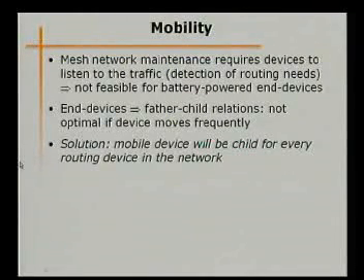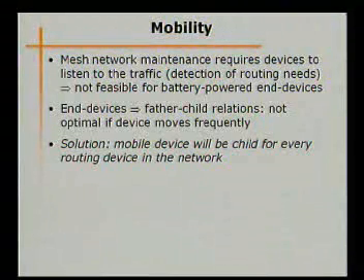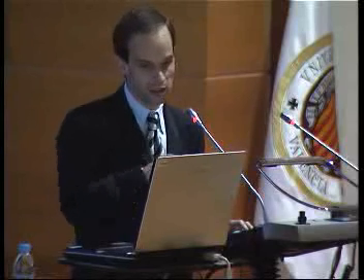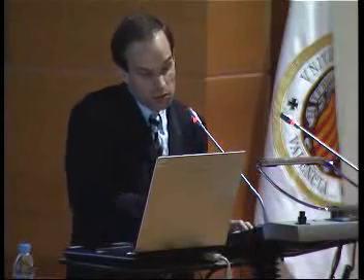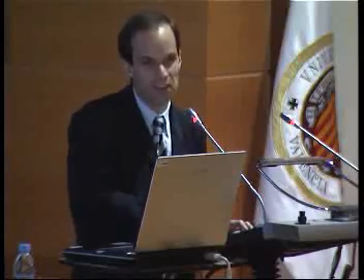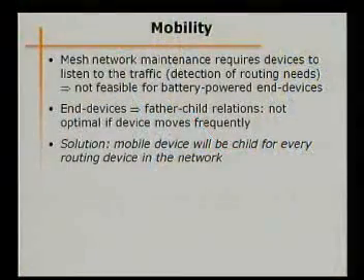The third important issue for the sensor node is the mobility. In general, in a mesh network, to keep the mesh operation, it requires devices to listen to the traffic to know if they need to operate as routers or not. And this is not feasible for battery-powered devices. For this kind of devices, normally father-to-child relations are created with some routing nodes. But this is not optimal if the child device, the end device, is moving frequently. So the chosen solution in this system has been to make the mobile device child for all the routing devices in the network.